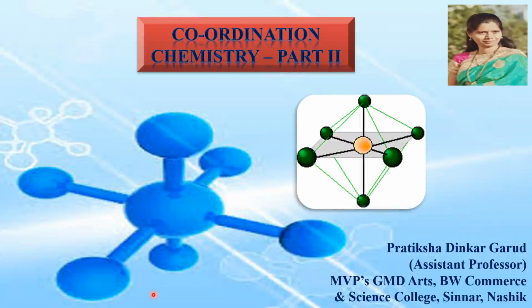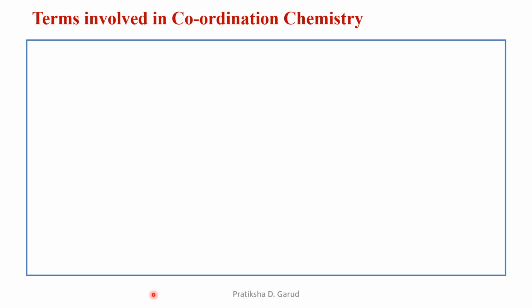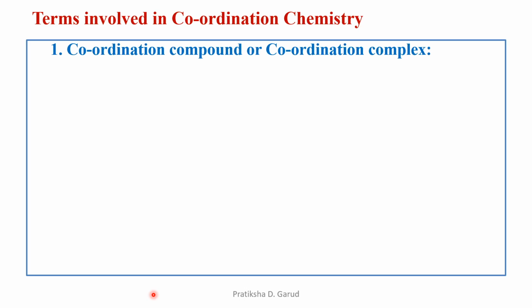Hello friends, welcome back. In this video, we are going to study the various terms involved in coordination chemistry. So let's start with this. So we are having the terms involved in coordination chemistry. So the first term that is involved in coordination chemistry is the coordination compound or coordination complex.